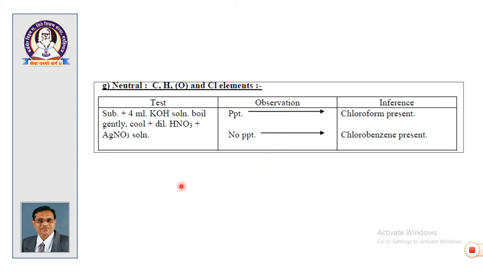Then the last set is neutral with CHOCl elements. The halogen is chlorine in this case. So, you carry out this test: substance plus 4 ml KOH, boil. You can use NaOH also. Boil gently, cool, add dilute HNO3 plus AgNO3 solution, and look for precipitate or no precipitate. You get chloroform and chlorobenzene. Chlorobenzene is aromatic, chloroform is an aliphatic compound. Both are halogenated, and both will show a green color in the copper foil test.